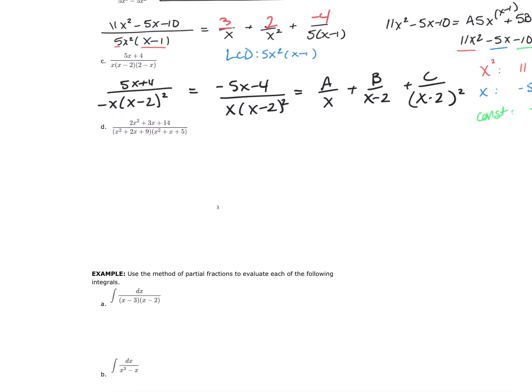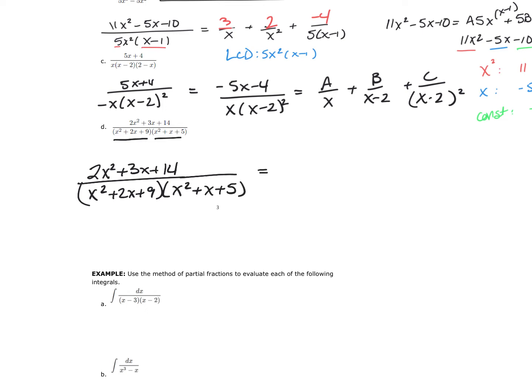Now, for d, now d is the one I wanted to look at. I wanted to jump to d because when I jump to d, I see that the denominator, both the x squared plus 2x plus 9 and the x squared plus x plus 5 are both irreducible quadratics. I can't factor those over the real numbers. So if I can't factor those over the real numbers, this is how we address that. So I have 2x squared plus 3x plus 14 over the x squared plus 2x plus 9. I have x squared plus x plus 5.